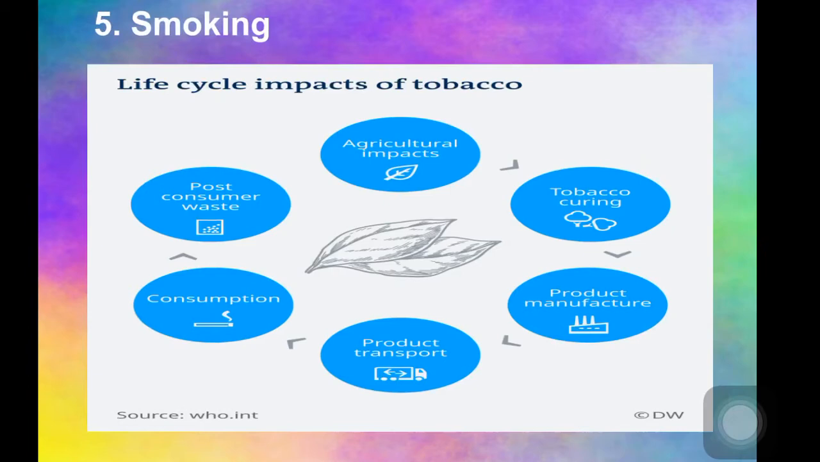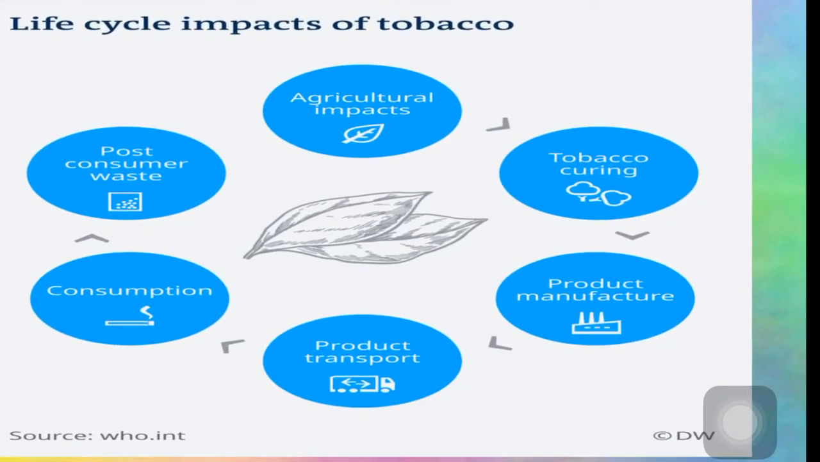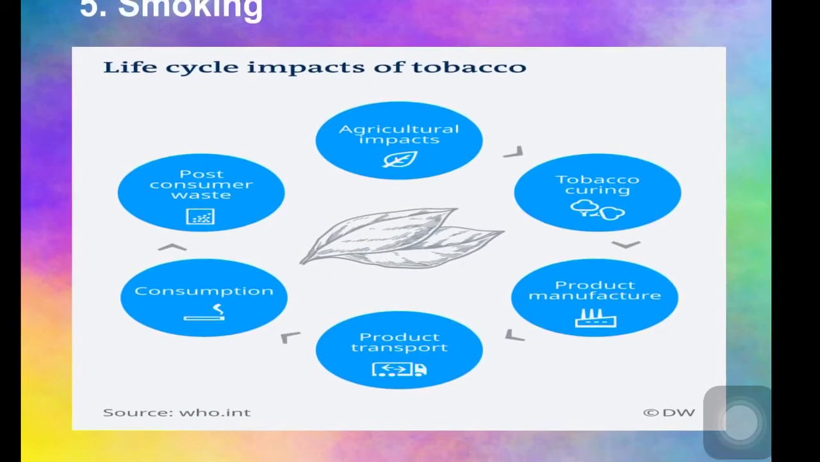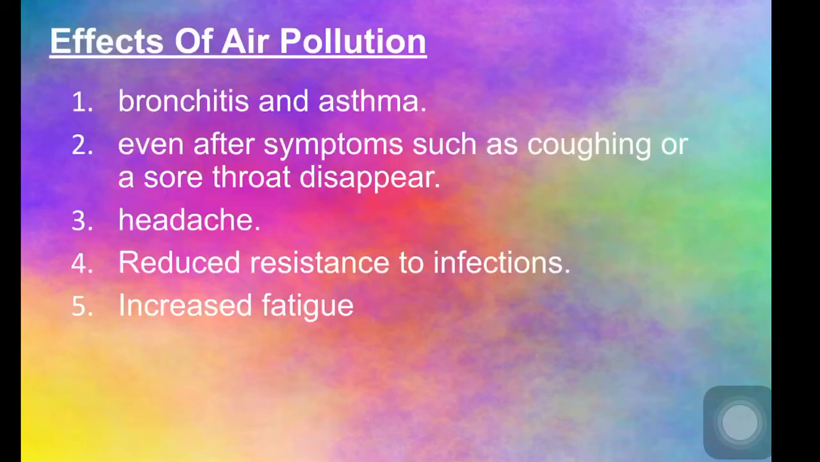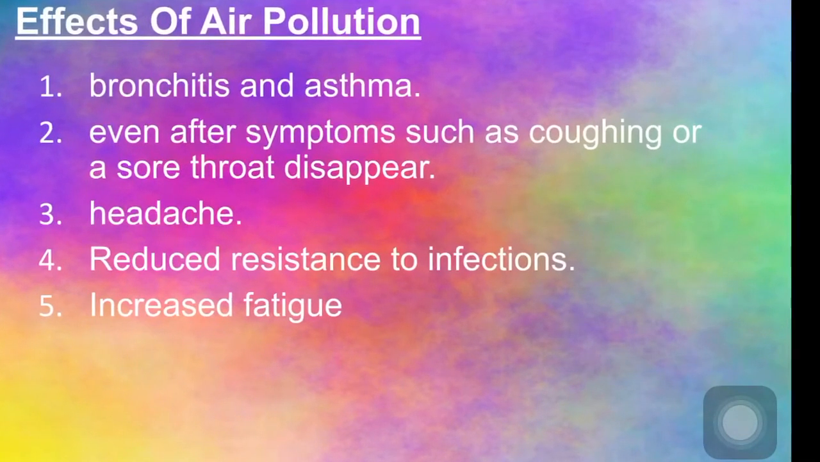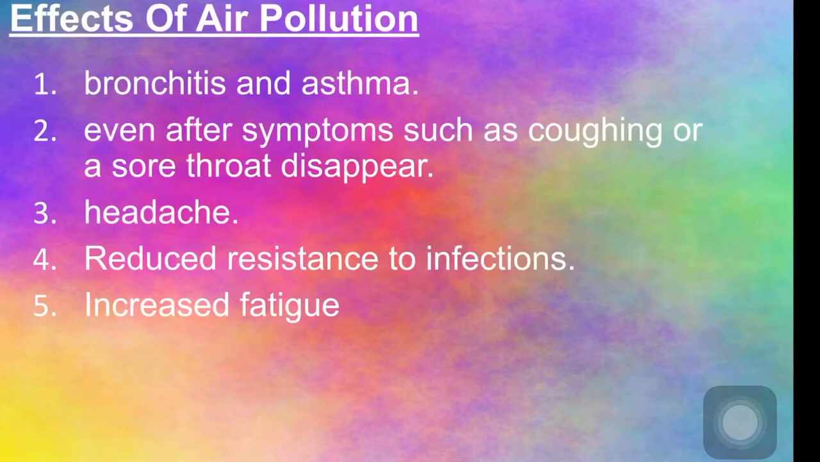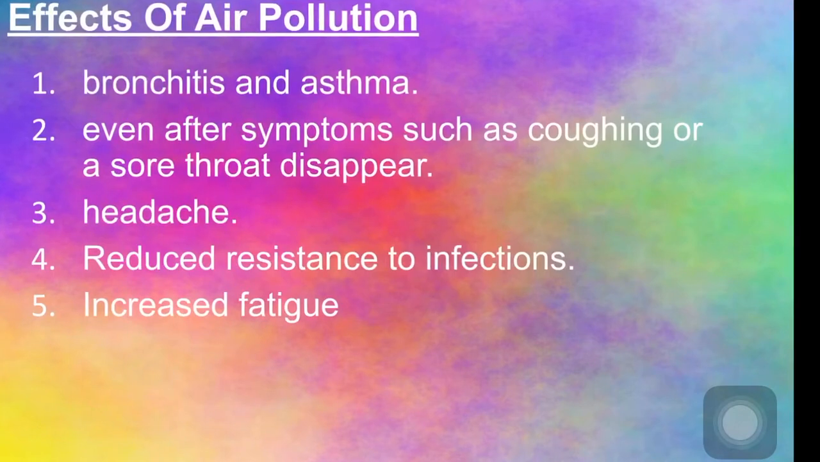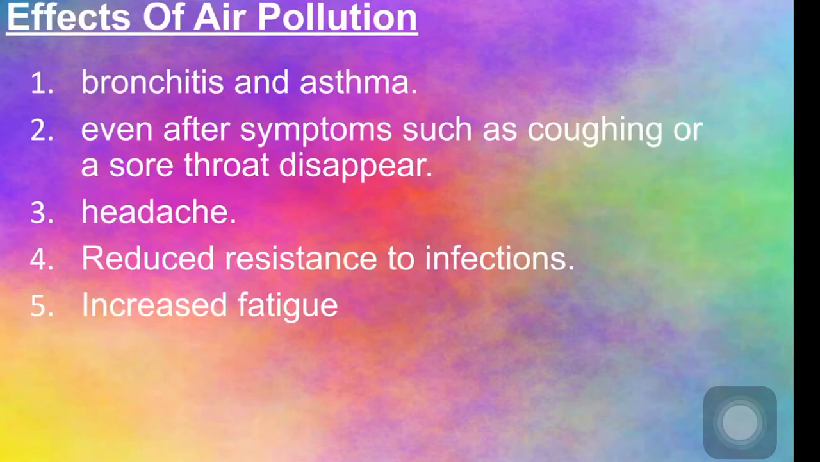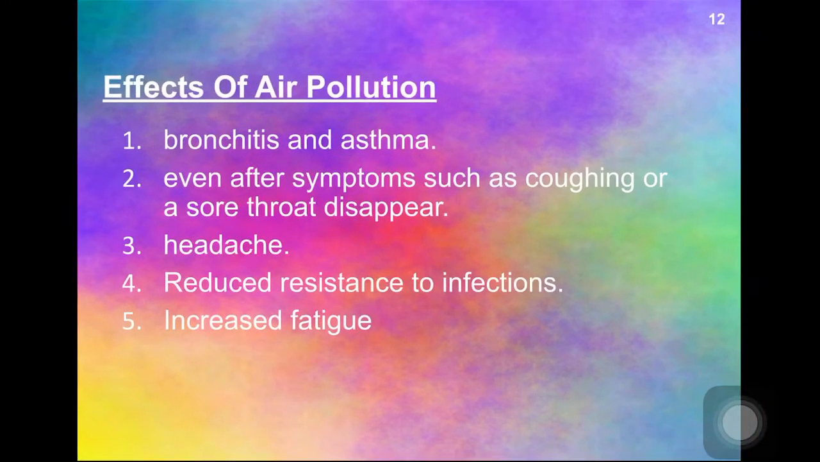The next one, the fifth one, is smoke. As you can see, smoke is emitted from industries, households, factories, and vehicles. Effects of air pollution, as you can see, are bronchitis and asthma, even after symptoms such as coughing or a sore throat disappear, headache, reduced resistance to infections, and increased fatigue.